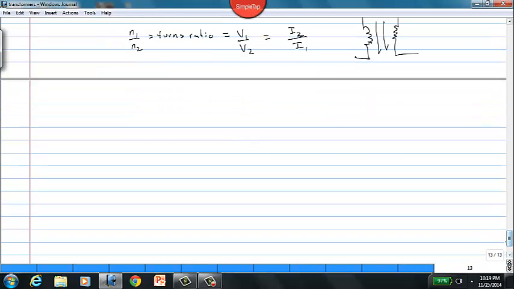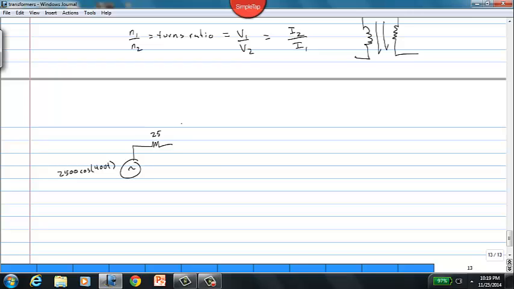So what we're going to do is come down here and draw a really simple circuit. We've got a sinusoidal voltage source. We're going to say it's 2,500 volts times the cosine of 400t, and this voltage source has an internal impedance of 25 ohms and 5 millihenries. It is in turn connected to an ideal transformer.